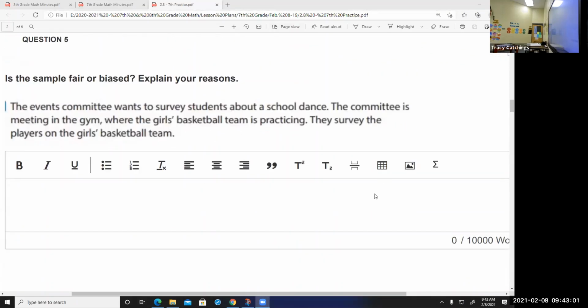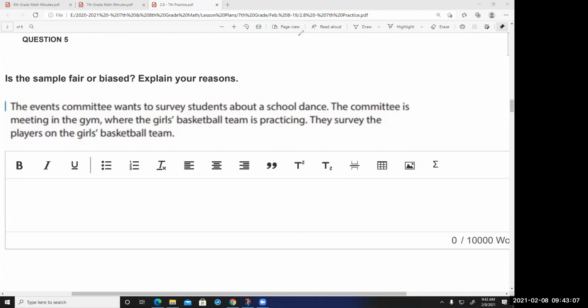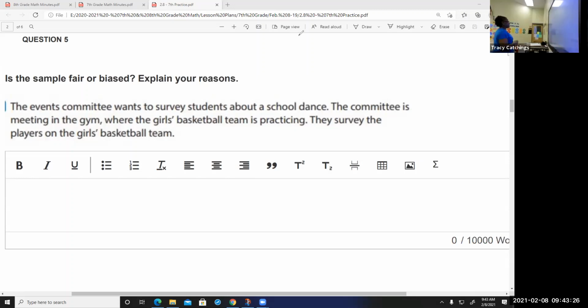All right, somebody read the next one to us. The events committee wants to survey students about a school dance. The committee is meeting in the gym where the girls' basketball team is practicing. They survey the players on the girls' basketball team. All right, would you say this sample is fair, meaning representative, or would it be biased? It's only for a particular group.